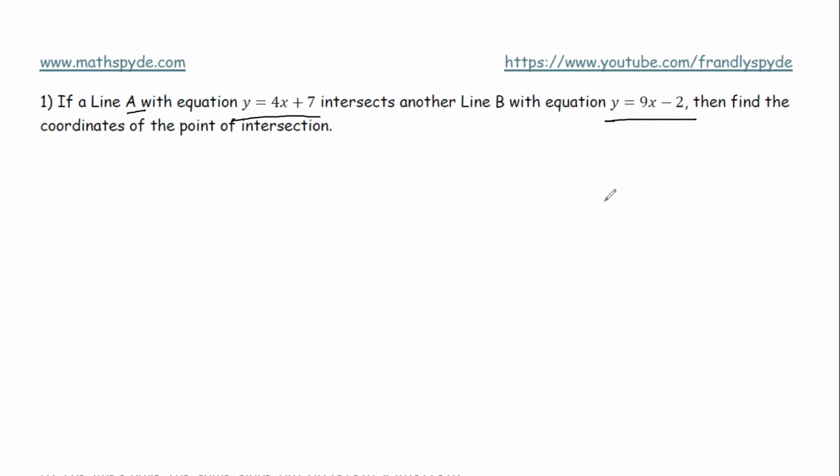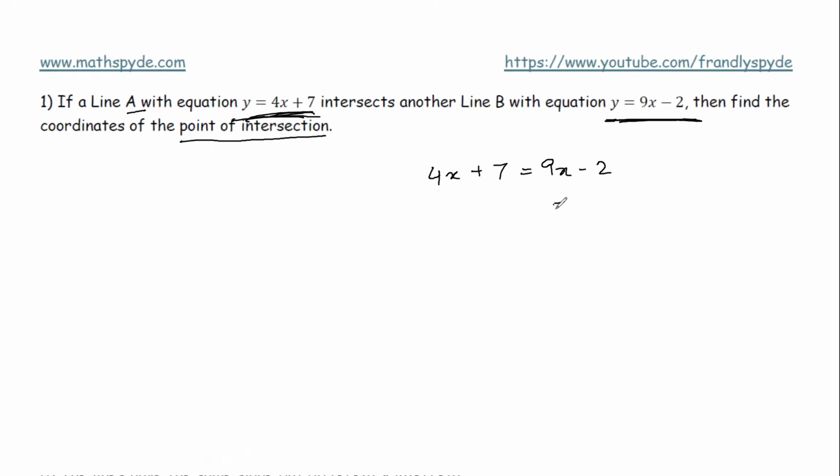Now, those who do not know this, you'll be surprised that when you solve your simultaneous equations, the value of x and y that you get is nothing but the point of intersection. It's nothing but the coordinates of the point of intersection. So point of intersection out here simply means the solutions of the simultaneous equations, y equal to 4x plus 7 and y equal to 9x minus 2. So I'm going to use substitution. I'm going to substitute this in here. So I get 4x plus 7 is equal to 9x minus 2.